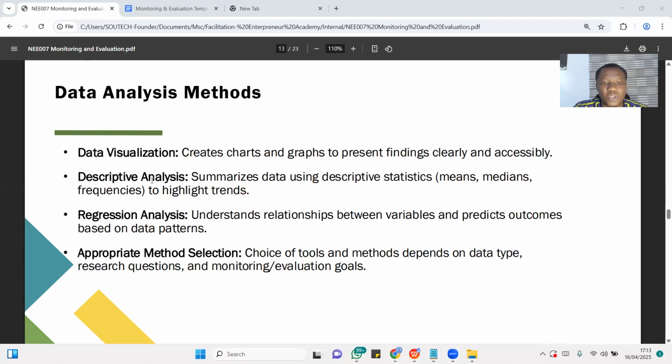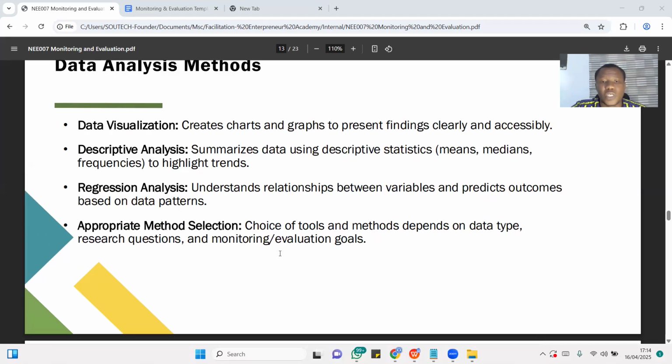Then you can look at descriptive. I've talked about regression analysis, then appropriate method selection. So you should always look at your objective, your goals, and the kind of data that you have to be able to tell what kind of analytic tool you should use. And I hope during the period of mentorship, if you have questions, you can ask additional questions and I'm going to clarify. Some of these things are slightly beyond the scope of what we might be doing within this very short period, but there's quite a lot of resources available if you need to improve your skill sets on this.